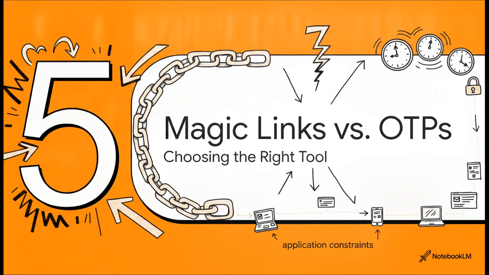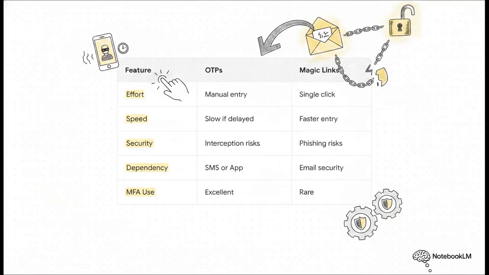All right, let's wrap this up with Section 5, Magic Links versus OTPs, and choosing the right tool. Let's dive deep into this side-by-side comparison to really help you choose the right tool for your specific application. Looking at user effort, Magic Links are the clear winner here. A single click from an inbox is vastly superior to the manual memorization and typing that's required for an OTP. For speed, Magic Links also generally win out, provided the email provider delivers the message instantly, of course.